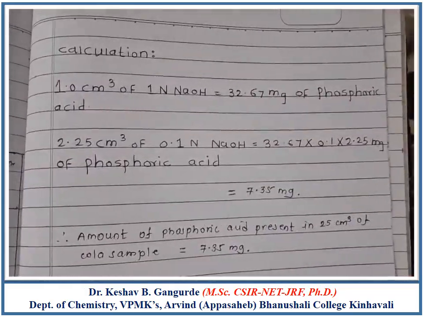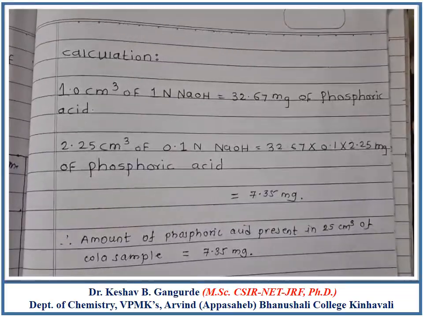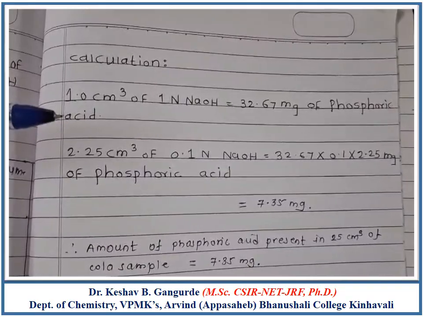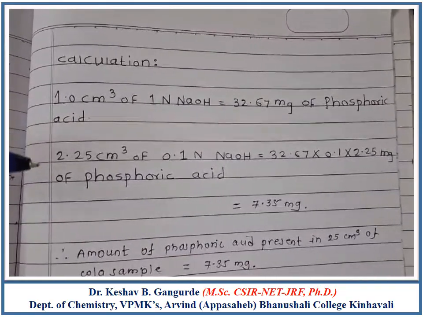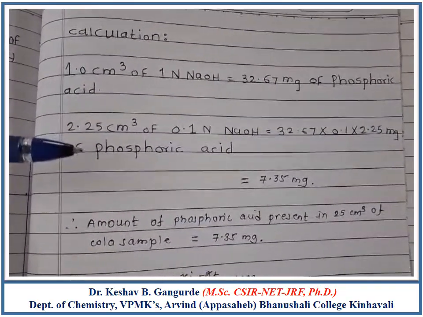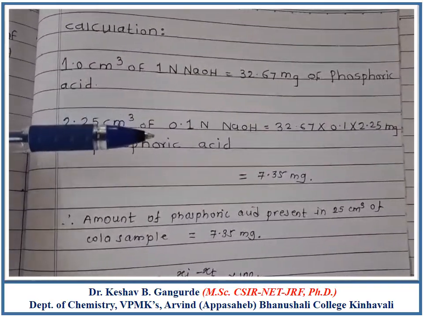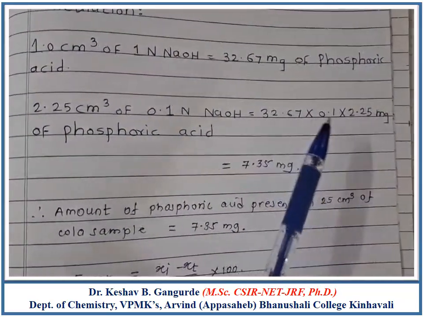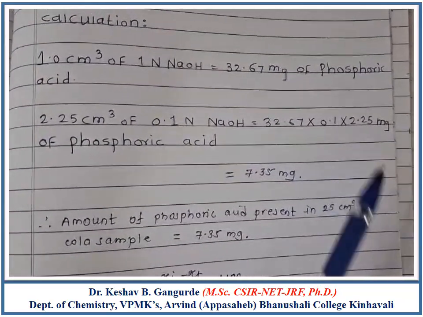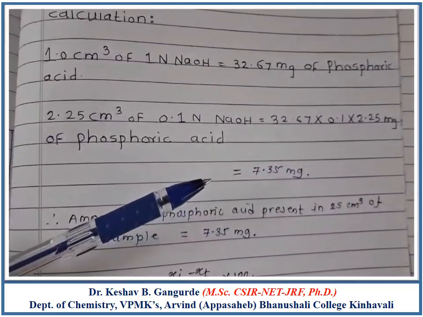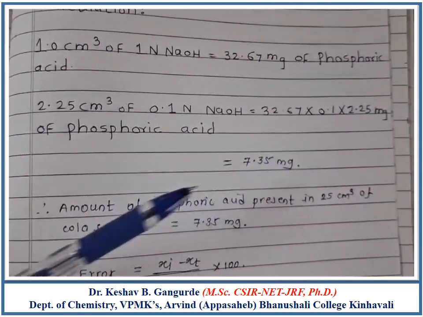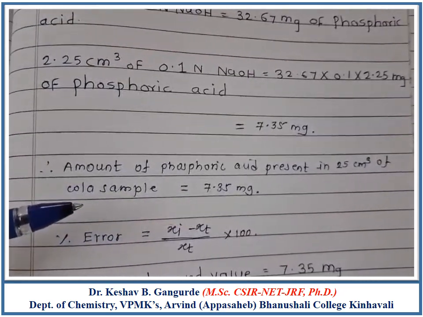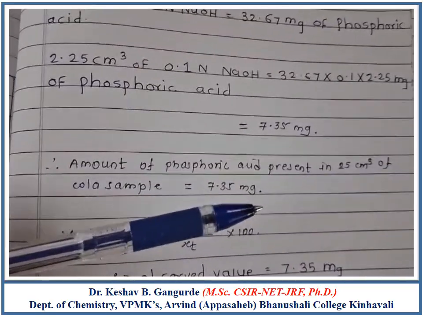Now let's find out the amount of phosphoric acid in the given cola sample. Stoichiometrically, 1 centimeter cube of 1 normal NaOH is equal to 32.67 milligram of phosphoric acid, and therefore from the graph 2.25 centimeter cube of 0.1 normal NaOH is equal to 32.67 into 0.1 into 2.25 milligram of phosphoric acid, that is 7.35 milligram. Hence, the amount of phosphoric acid present in 25 centimeter cube of cola sample is 7.35 milligram.